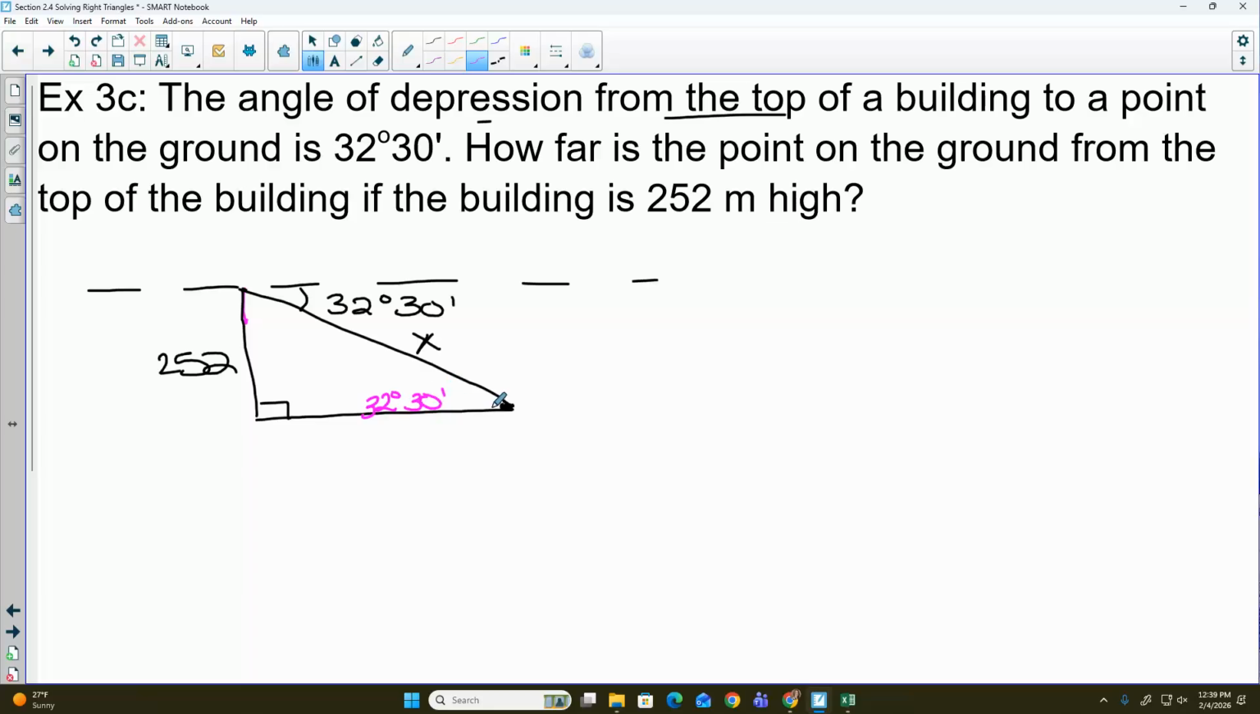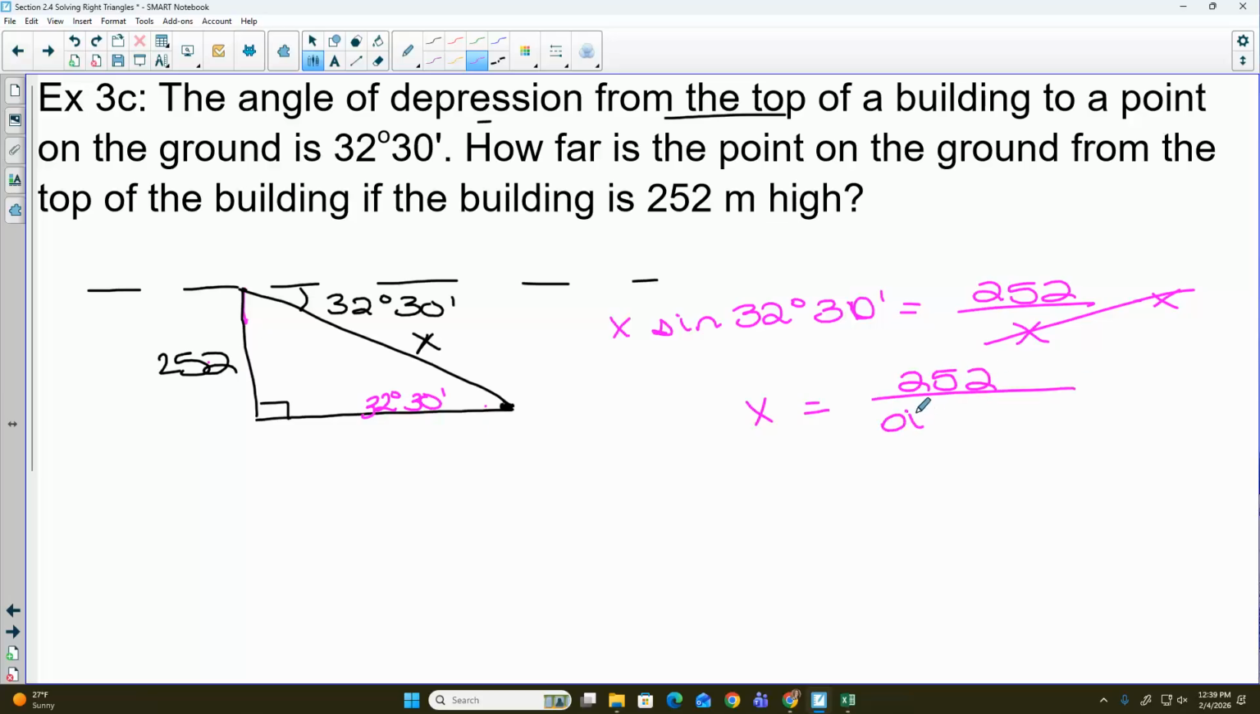So now I know an angle in my triangle, so I have opposite and hypotenuse. What trig function? Sine 32 degrees, 30 minutes equals 252 over x. So multiply over the x, and then we can divide.